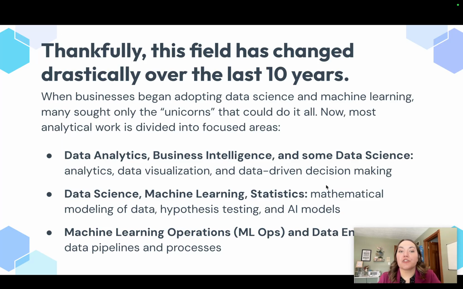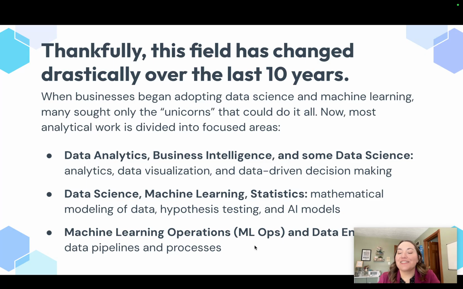We start to move into data science, machine learning, and statistics. Those are the people doing most of the mathematical modeling of data, hypothesis testing. And I call it AI models to kind of emphasize that it's the more complex machine learning. That's not to say that these data analytics people are not doing machine learning, but these are the ones moving into the more complex models. They're the ones that are going into very specific details on these models.